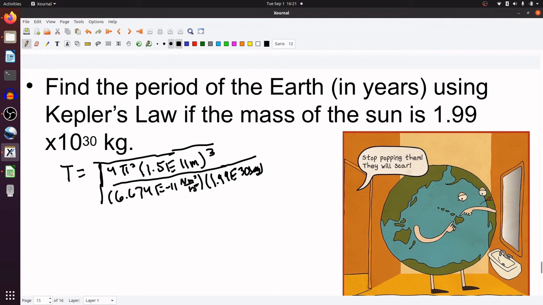So let me try one more time. 4 times pi squared times 1.5 times 10 to the 11th to the 3rd. That's a little better. Divided by 6.67 times 10 to the negative 11th, 6.674. Sorry, the book carries one more digit. Yay. And then divide that by 1.99 times 10 to the 30th. Oh, I see the problem here. 1.99 E30. I don't know why I put a negative in there.